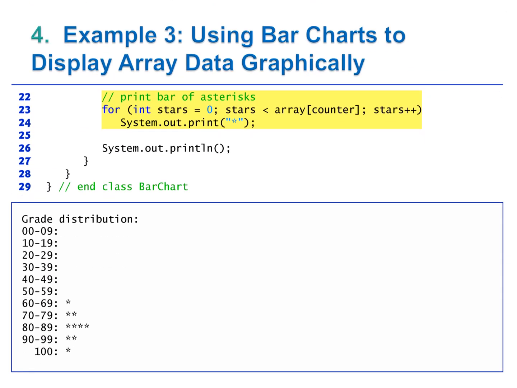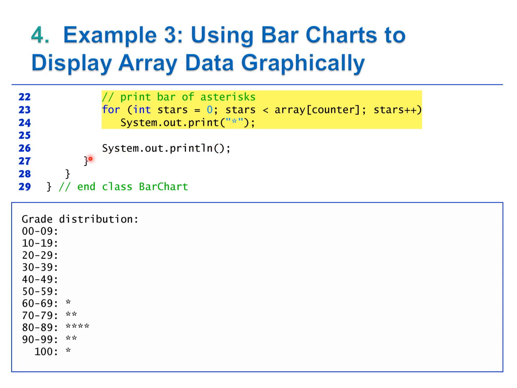After displaying the grade range corresponding to the current array element, it has an inner for loop to display the bar of asterisks where the number of asterisks equals the value of the current array element, which is the indexed variable array counter. After this inner for loop, it has a println statement to move the cursor to the next line.